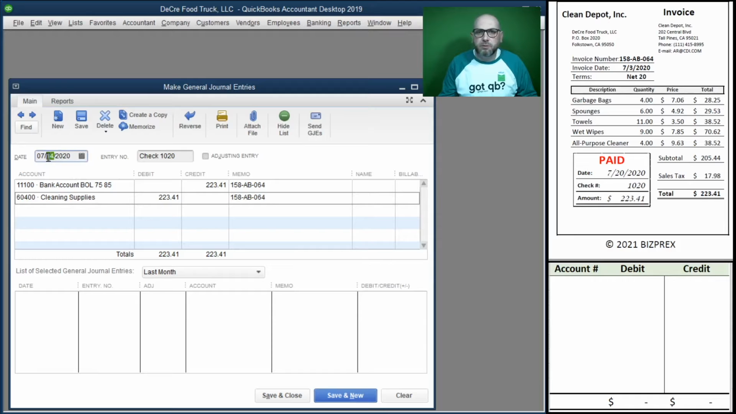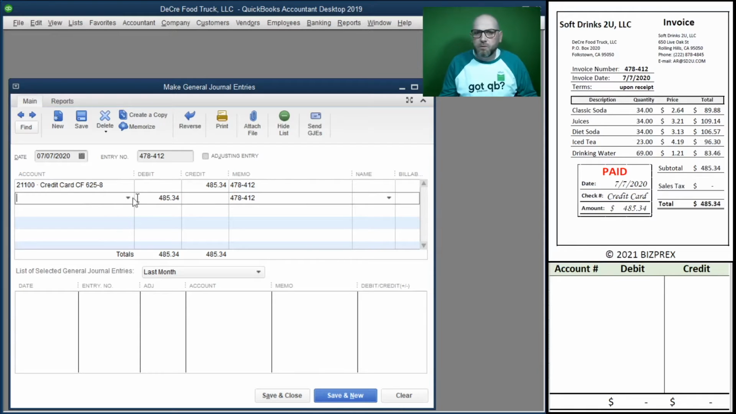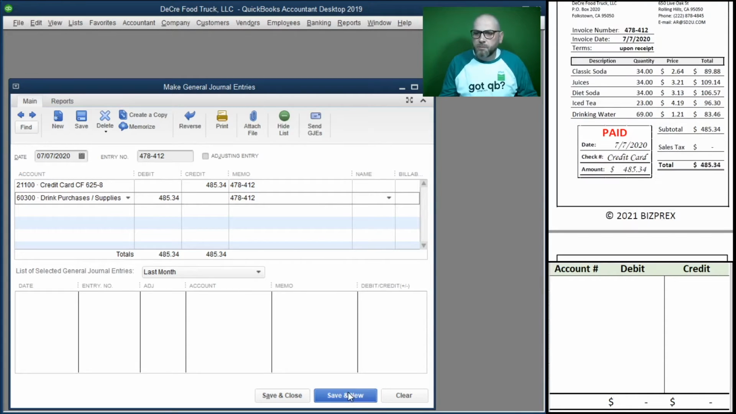Oh, the date. Double check the date and go through the fields. This was a credit card, so in this case, we have our credit card account. And we have our expenses on drinks purchases going up. Right, debits, credits right here. Everything is good.